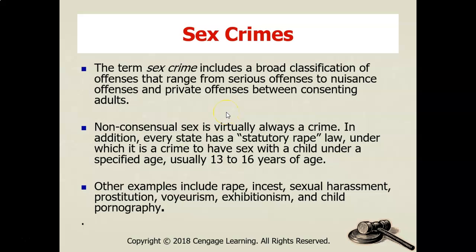So the term sex crime includes a broad classification of offenses, and I'm going to show you in just a minute how big our sexual statutes are. There's quite a few. And then non-consensual sex is virtually always a crime. In addition, every state has a statutory rape law, under which the crime is to have sex with a child under a specific age, and we'll look at the age as far as Missouri goes. Other examples include rape, incest, sexual harassment, prostitution, voyeurism, exhibitionism, and child pornography, depending on which of these paraphilias the person may be involved with.